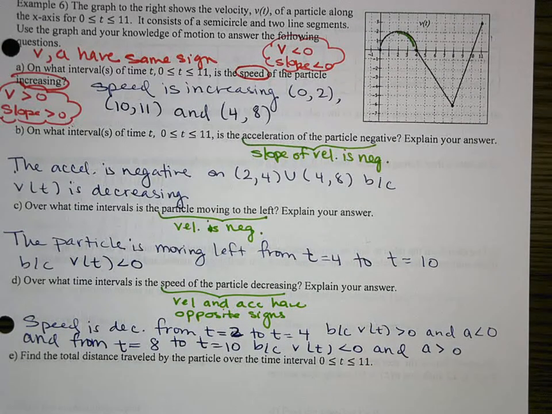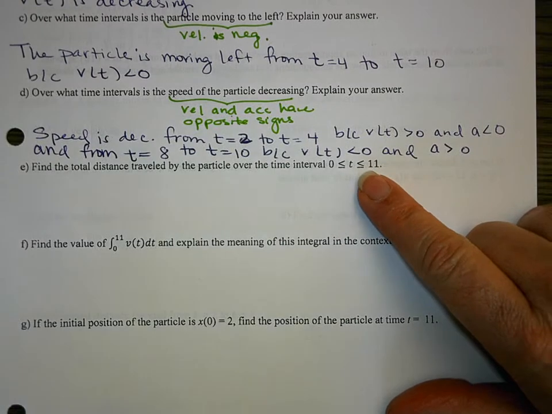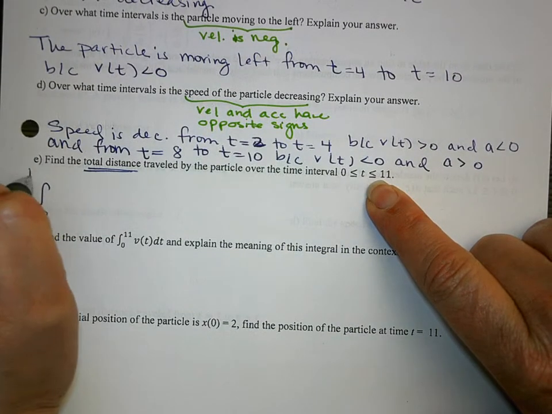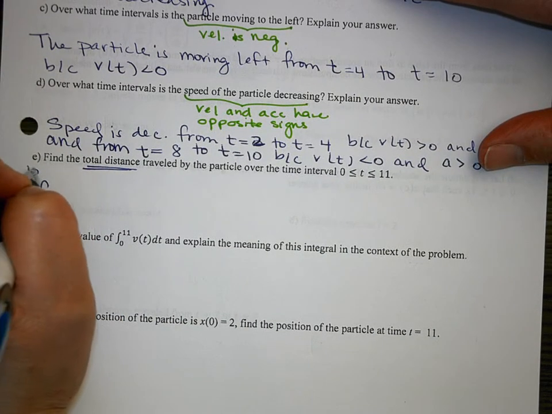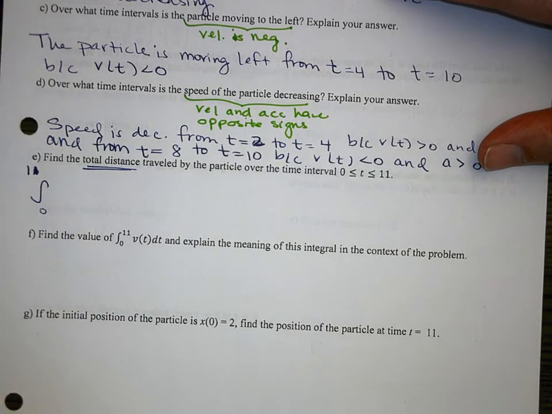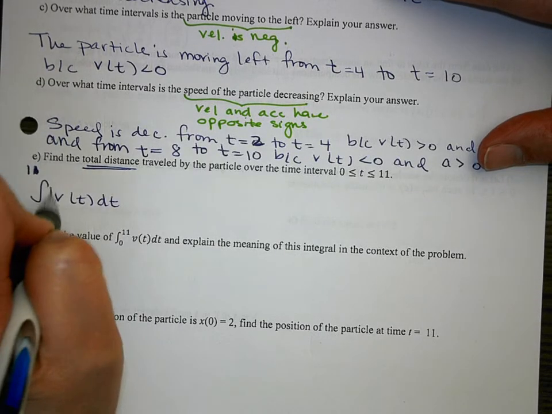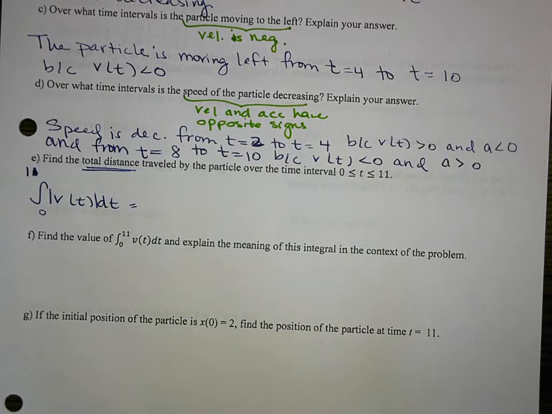Okay. All right, so for part E, we want to find the total distance traveled from 0 to 11. So total distance traveled, so that is the absolute value, right? So we're looking for the integral from 0 to 11 of the absolute value of v of t dt. So we're going to have to find each of those areas, so from 0 to 11. So I'm going to do some back and forth here.